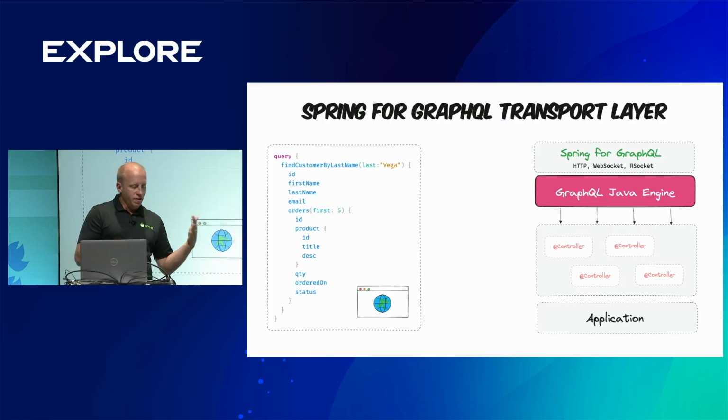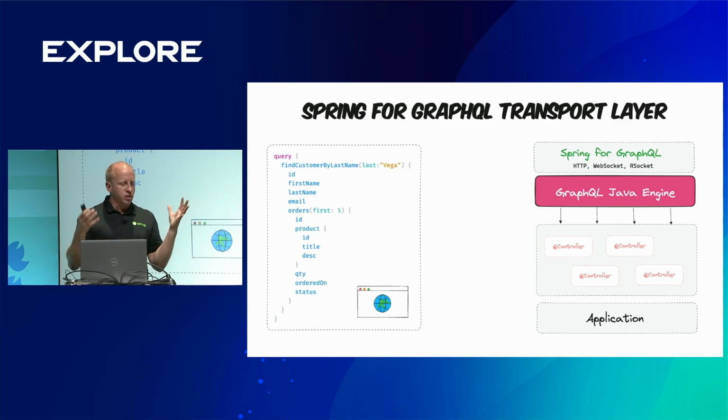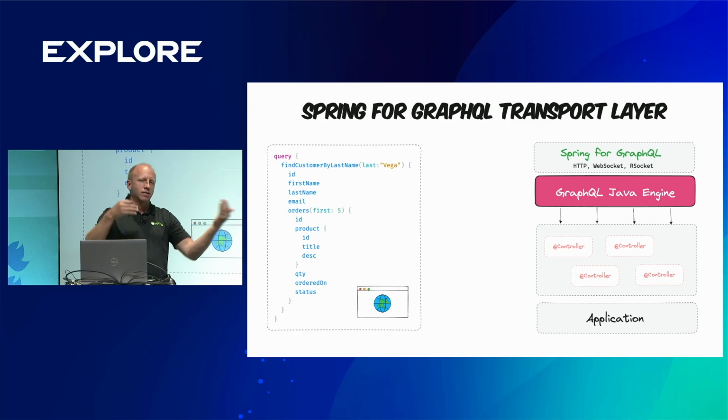Again, we saw this earlier, but now Spring adds in that transport layer. So we can define HTTP. You can even use something like WebSocket or RSocket if you want to. And the way that we map this execution engine is through controllers. So we'll define a controller, we'll define some methods, we'll use some annotations to tie that schema to our code.